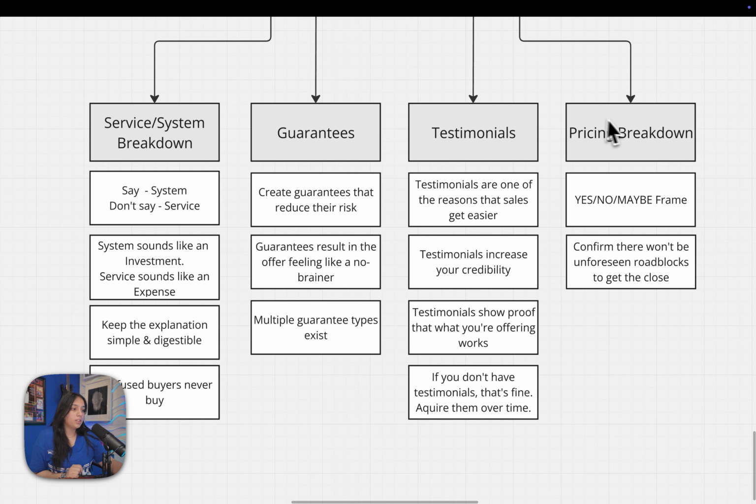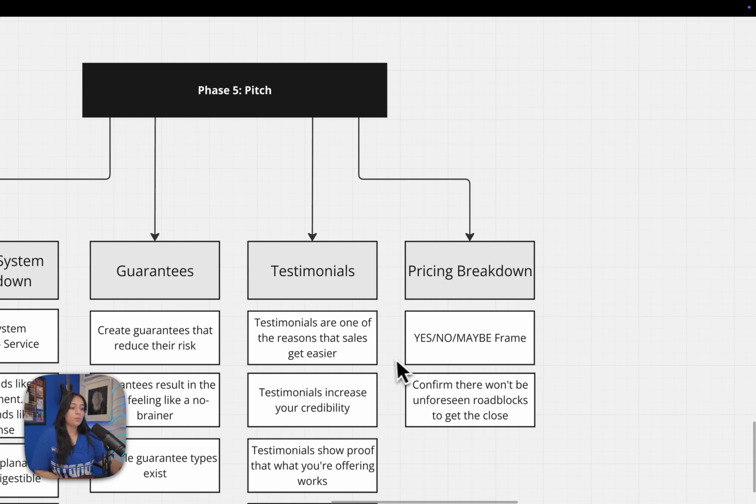And the last part here is the pricing breakdown. Again, we're going to work with the yes, no, maybe frame, and you have to confirm that there are no unforeseen roadblocks to get to the close. This is where you need to use your authority. You need to state your price for the automation setup and monthly retainers with a lot of confidence. You need to state your automation prices with full authority and use the silence to your advantage.